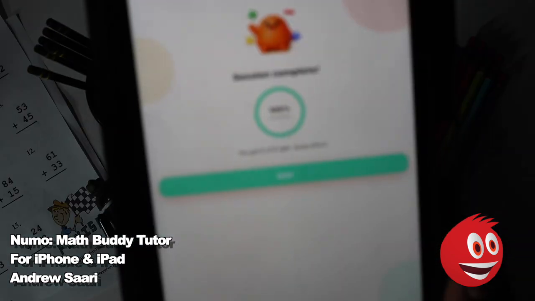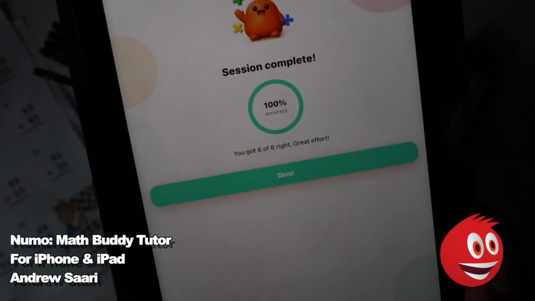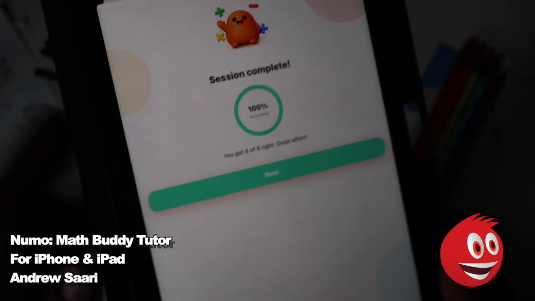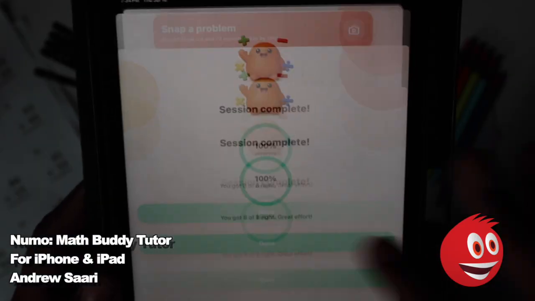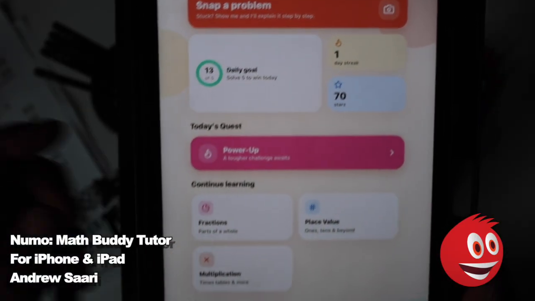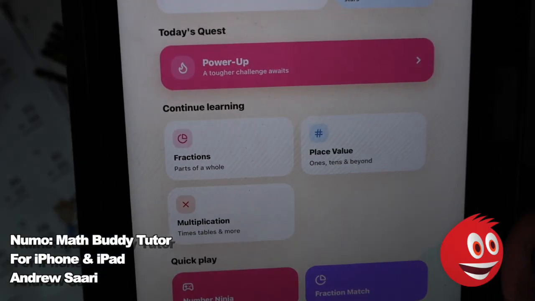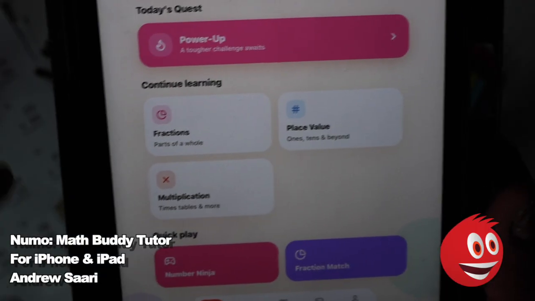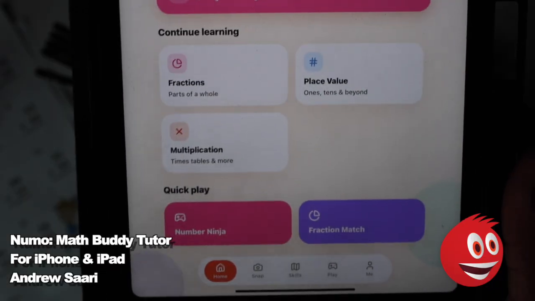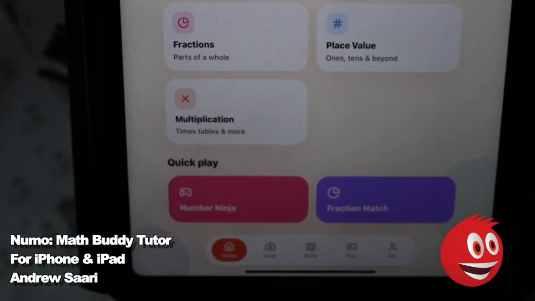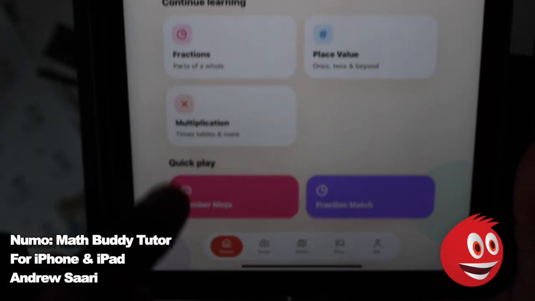All right, so now you see that it says the session is complete with 100% correct. We're going to focus this so you can see that a bit better. All right, and you can tap on done. All right, so this would be the experience. Again, you can select one of those different categories. You have fractions, you see there, place value, or multiplication. We chose multiplication just because of the fun component there. And you can play those quick games that we showed you earlier.